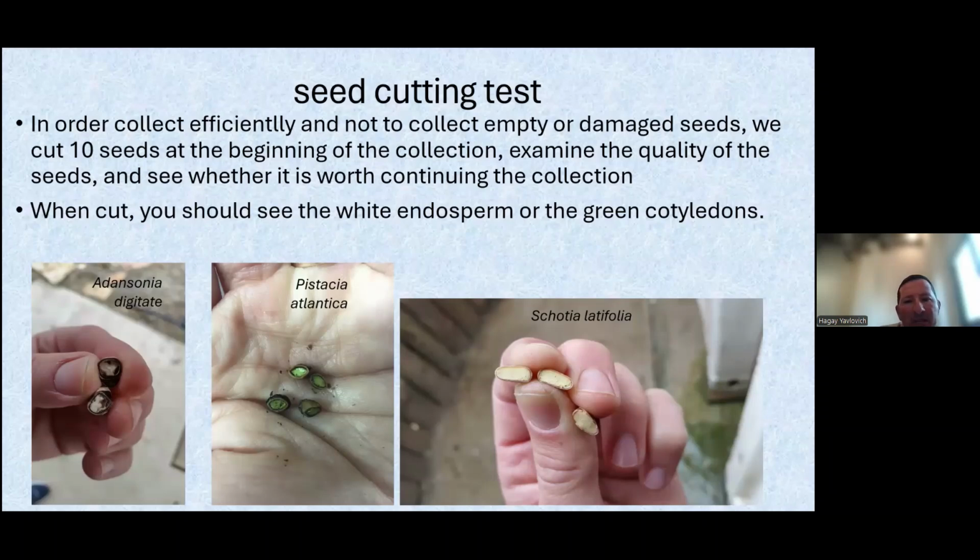But if the seeds are empty and you just collect the shells, it's a waste of time to collect. What do you do if you take 10 seeds and half of them are empty and half of them are good? So it depends which species it is, how rare the species is, how much you need the seeds, and so on. But it gives you a reflection of the quality of the seeds that you collect.